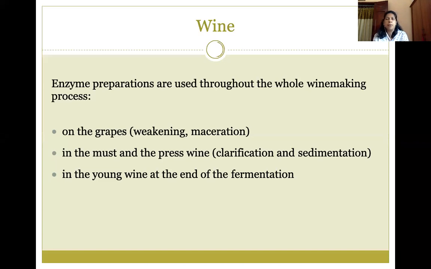For this purpose, as well as in the young wine at the end of the fermentation, they also use enzyme. Because young wine is going through fermentation or maturation, and thereby they can get a different taste of the wine. Young wine and aged wine, after a period of 1 year, 2 years, you can taste in a different way. Therefore, in the wine industry, they are using different enzymes for the preparation of a really good, nice flavor, nice taste.